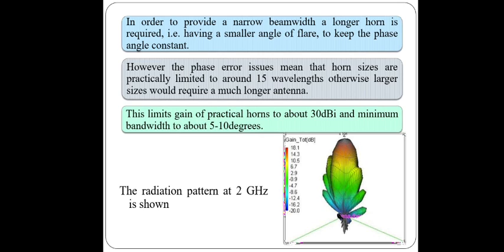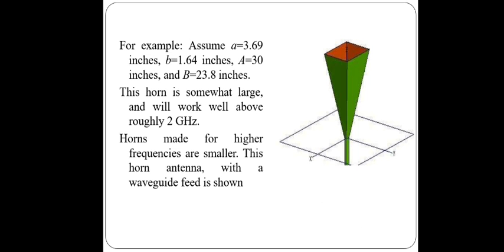So here, this is the gain, how it should be changed. Like this, the radiation pattern at 2 gigahertz is shown in the figure. This is the practical antenna. For example, A is equal to 3.69, B equal to 1.64 inches, A equal to 30 and B is equal to 30 inches. This is an example given.